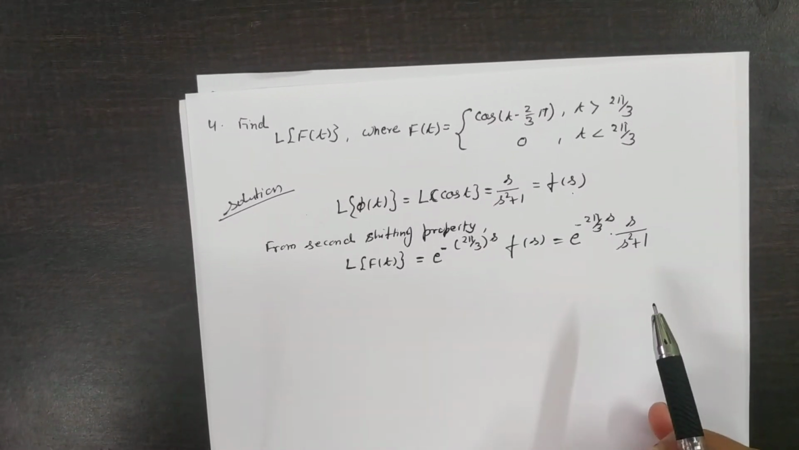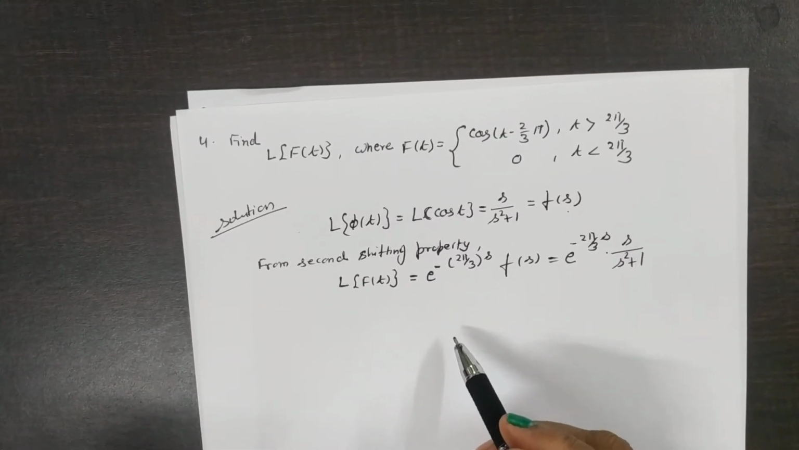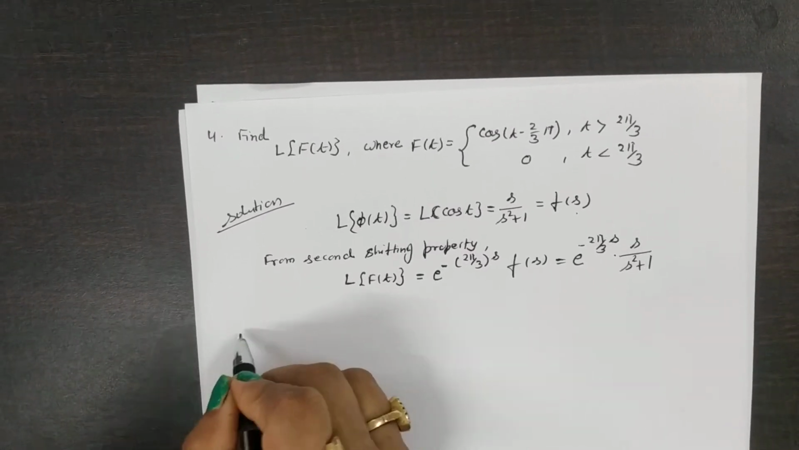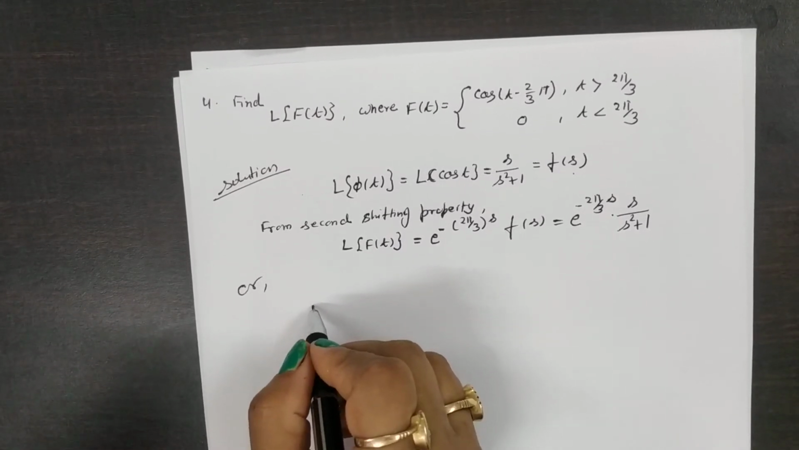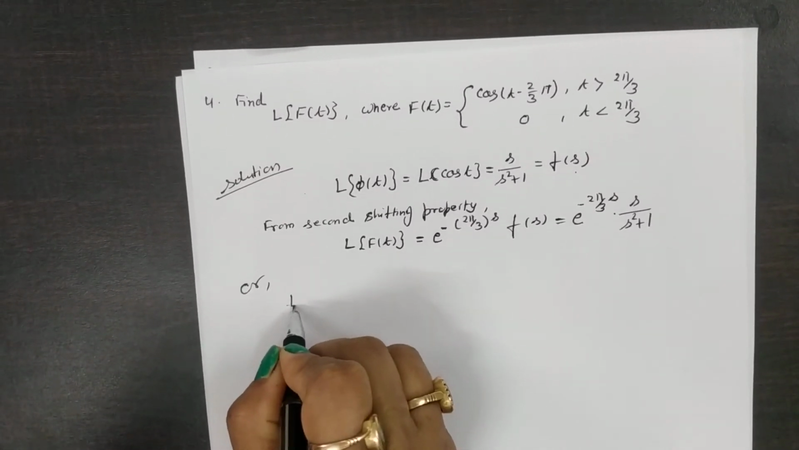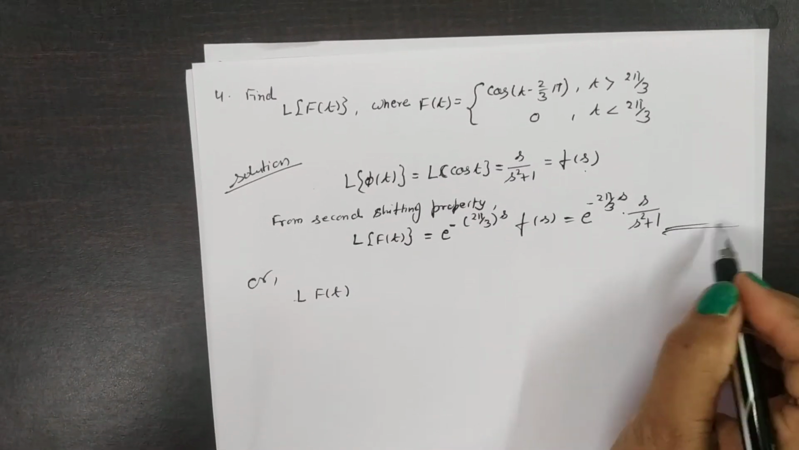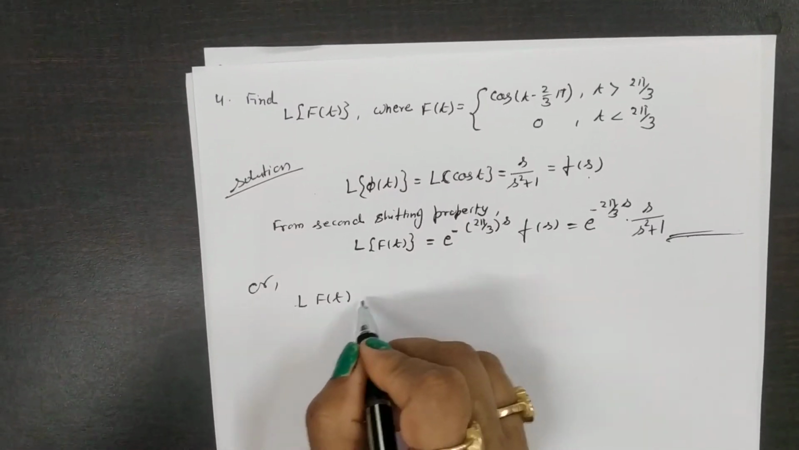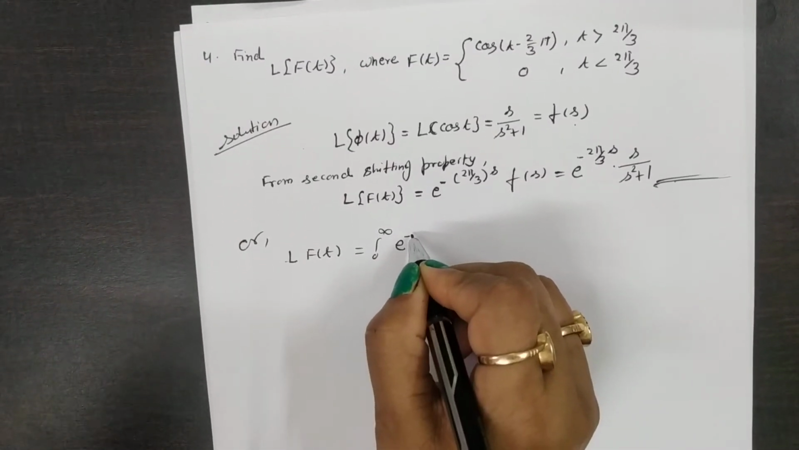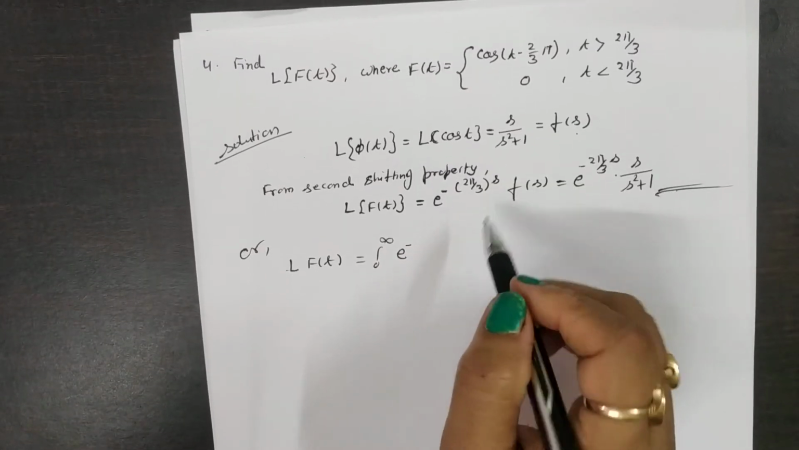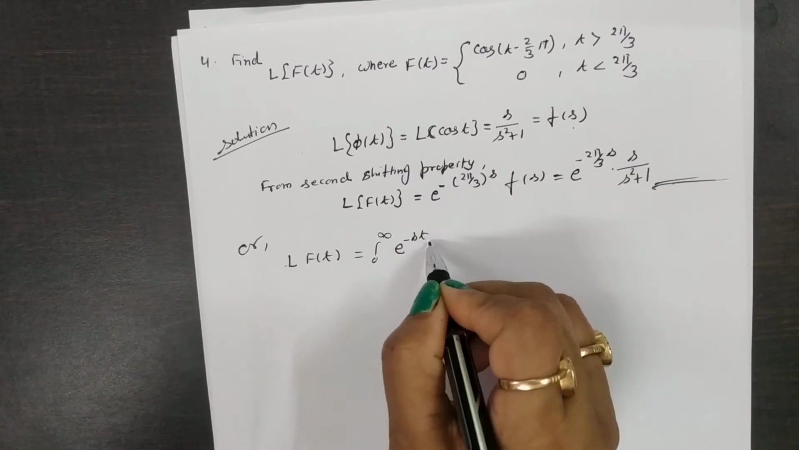Or you can solve it by applying the whole property which is defined in the second shifting property, and then the result is clear. If you apply the definition, the Laplace transform is the integral from 0 to infinity of e to the power minus st f(t) dt. I have explained two different ways so that the problem is clear.